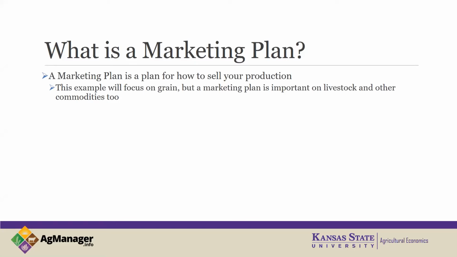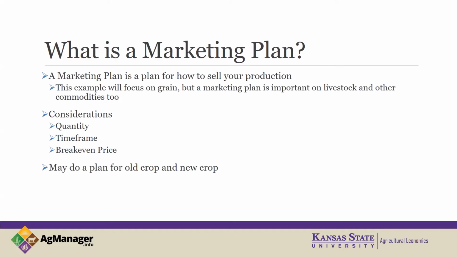But a marketing plan is for whatever you produce on your farm, whether it's livestock or maybe a vegetable farm. So in very simple terms, it's how you're going to sell that product and when you're going to sell it. What you have to remember when you develop that marketing plan is how much you have, when's the best time to sell that, and you really have to know your break-even price. If you don't know that third component, it's really difficult to develop a marketing plan that will fit into your operation.